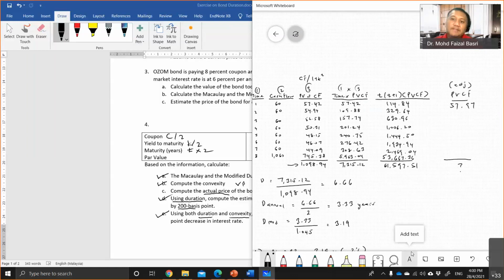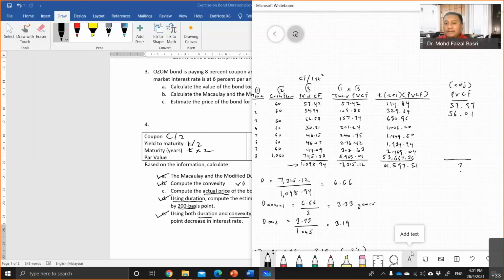Based on the actual price and adjusted rates. So you have to calculate one by one. Then 60 divided by 1.035 to the power of 2. Sorry, 60 divided by 1.035 to the power of 3. So you're going to have 56.01. Okay, so you can keep on doing until all 8, then find the total.